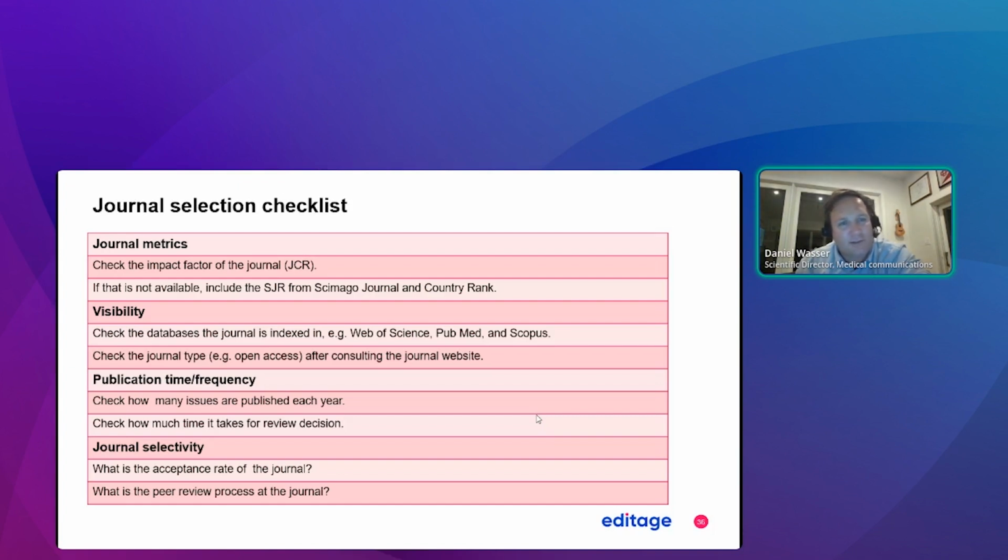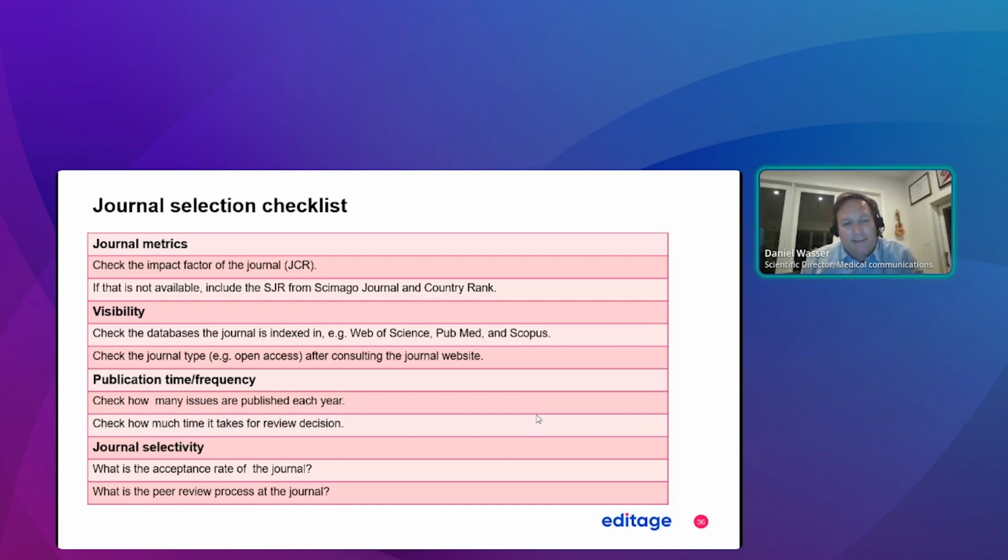But journal metrics, right? So we've talked about the importance of impact factor, visibility. How does it appear as indexed in some of these tools like Web of Science and PubMed? And then the journal type, that's important. How often does it come out? The frequency. Some journals are very quick, and there's that one we just saw that was every 2 weeks. There's some that publish much slower, I mean, on a quarterly basis.